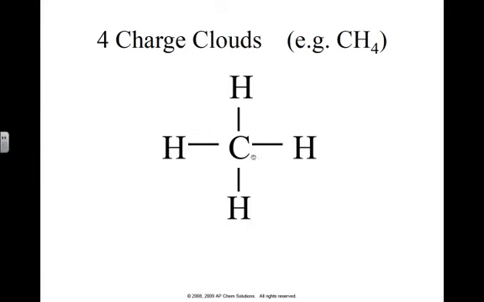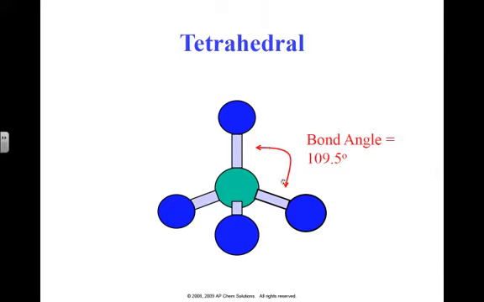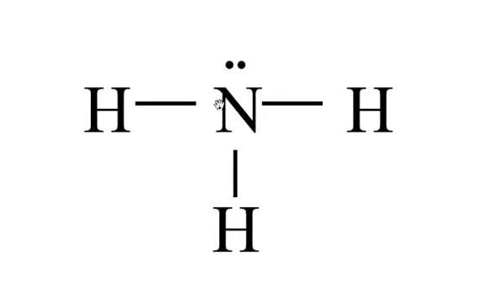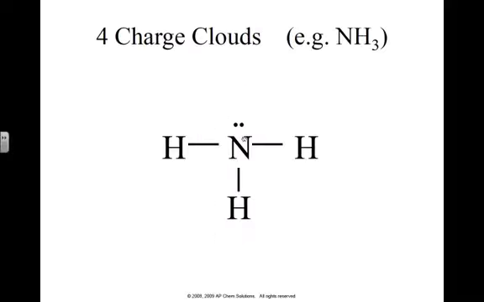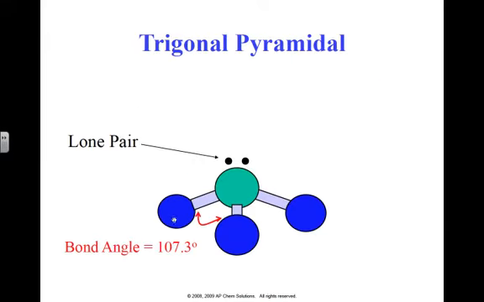Methane. I see 1, 2, 3, 4 charge clouds, or domains, 4 bonds, 0 lone pairs. We call that shape tetrahedral. What's this bond angle here? It's 109.5, but I just kind of call it 110. I round up. This had 4 domains right here. Here's 1 bond, 2 bond, 3 bonds, and then here's another domain right here where there's electrons, the lone pair. So it's got 4 domains, 3 bonds, 1 lone pair. We call this trigonal pyramidal because it's a triangular pyramid that goes upwards. Here's the extra pair of electrons. This angle is a little bit less now than 109.5. We call it 107.